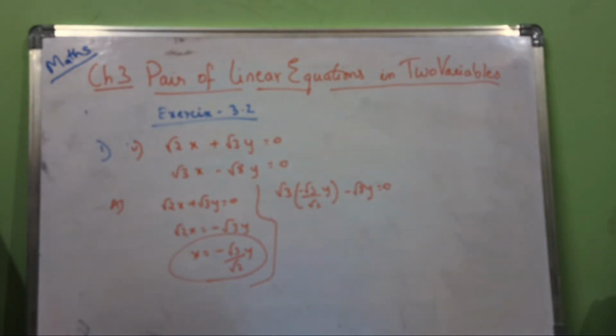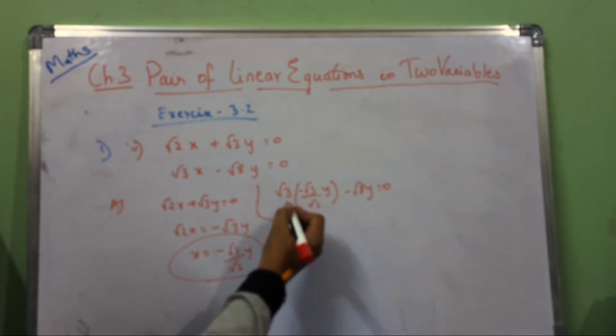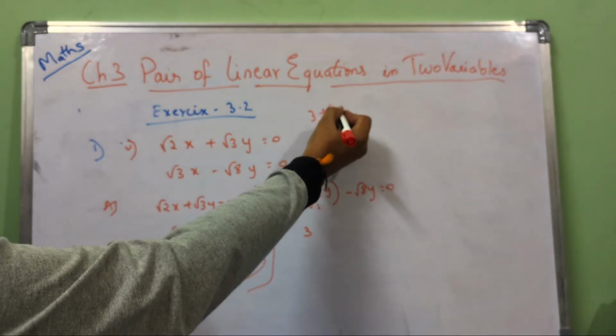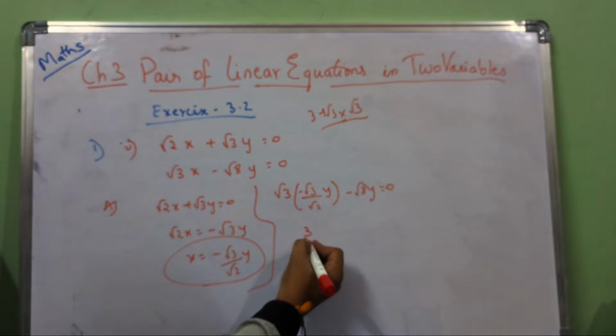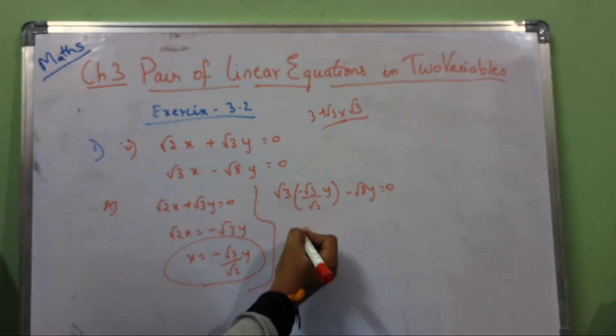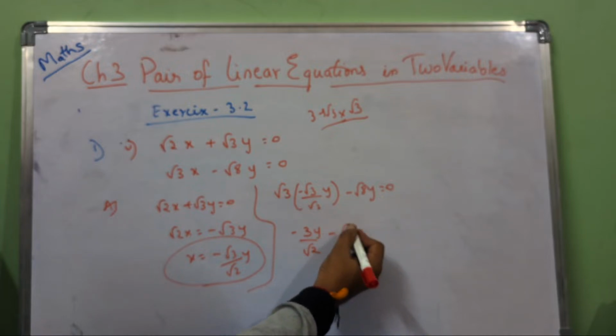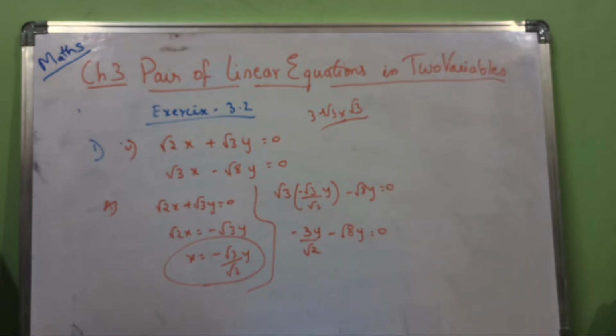Root 3 into root 3 becomes 3, because 3 can be written as root 3 into root 3. Now it's opposite. Root 3 into root 3 is 3 by what you have in the second one. This is the denominator. Minus is very important. Minus root 8 y equal to 0. Okay, fine. Let's take the LCM now.